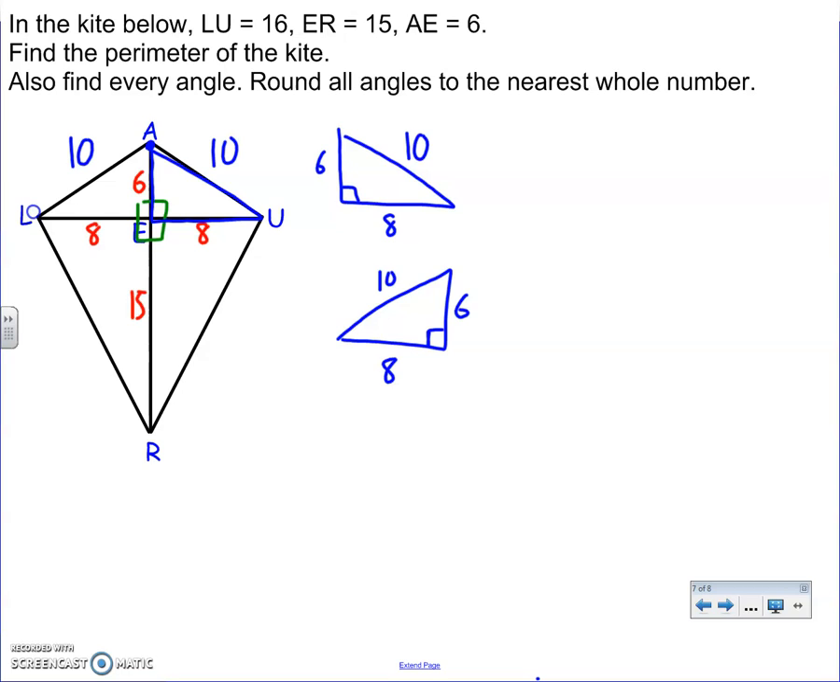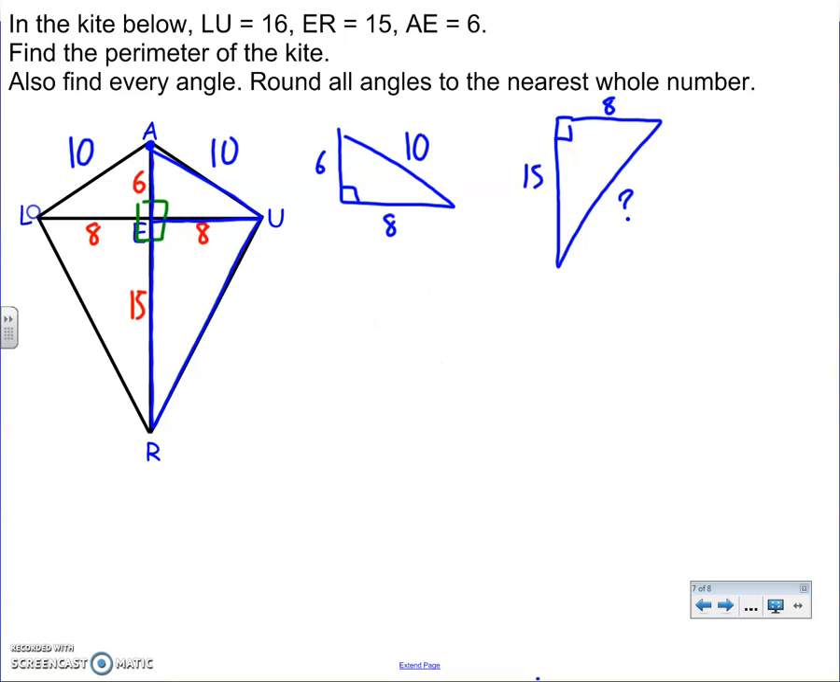All right, the bottom triangle, let's look at that. I'll draw it out here for y'all. We know this is 8. We know this is 15. We're trying to find this. Well, the good news is this is also another triple. This is an 8, 15, 17.